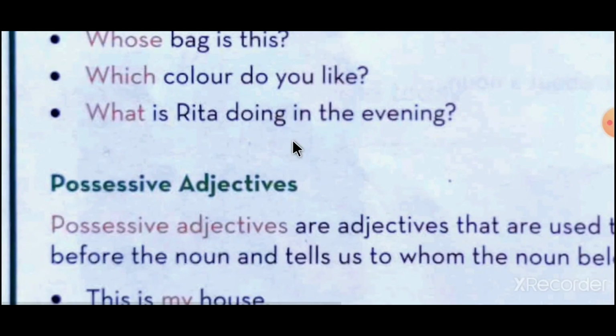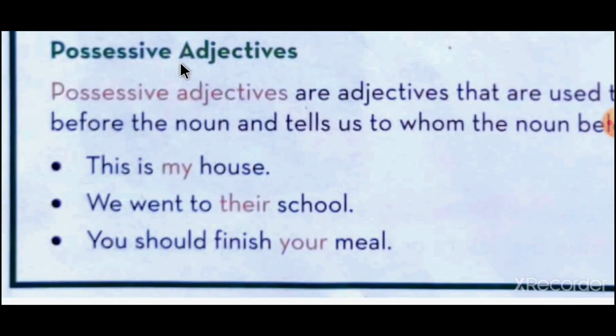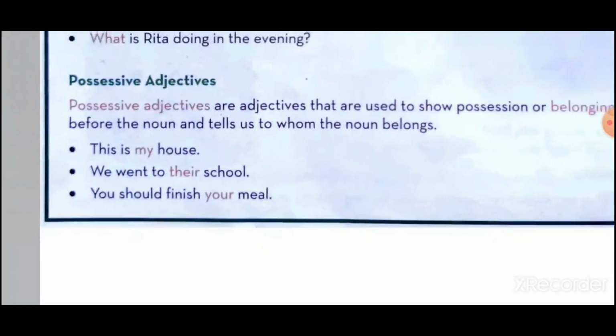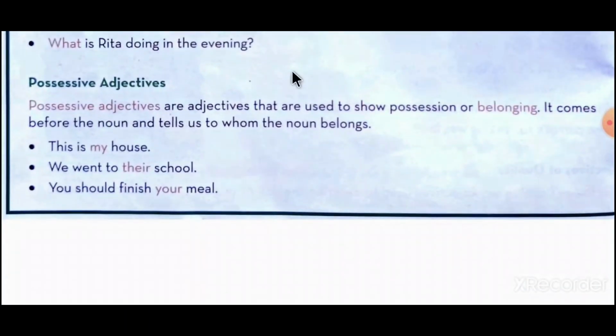The next kind of adjective is possessive adjectives. Okay, let's start with its definition or meaning. Possessive adjectives are adjectives that are used to show possession or belonging. It comes before the noun and tells us to whom the noun belongs. हमें ये बताता है कि नाउन, जिस चीज़ के बारे में हम बात कर रहे हैं, वो किसकी बिलोंगिंग में होती है, किसकी मालिकी की है, उसकी इंफॉर्मेशन जो वर्ड्स हमें देते हैं, these words are called possessive adjectives.